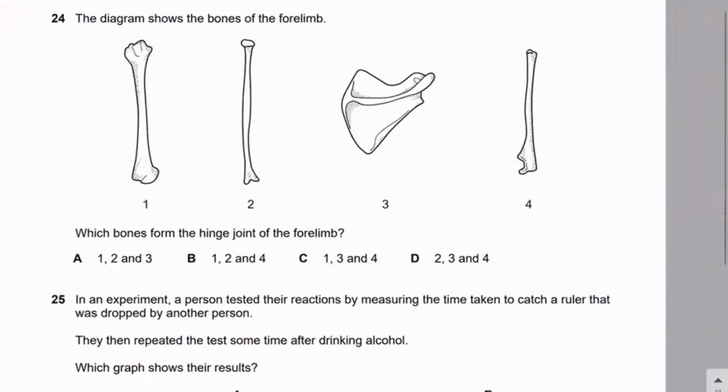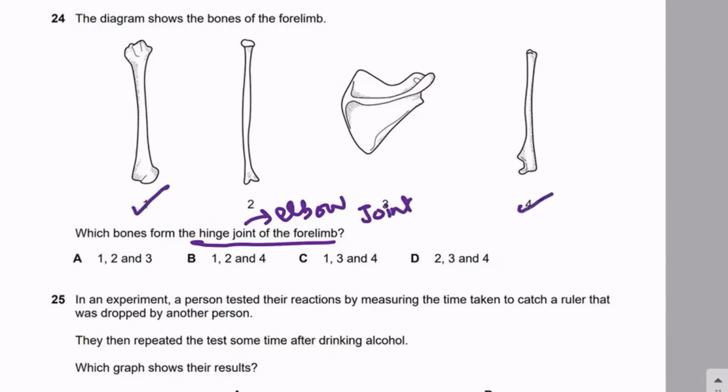Which bones form the hinge joint at the forelimb? So guys, at the forelimb, which is the lower limb, the hinge joint that is formed is actually the elbow joint. And as you all know, the bones that form the elbow joint are humerus, number 1, ulna, number 4, and the radius, number 2. So the answer is 1, 2, and 4. Humerus, radius, and ulna make up the elbow joint, which is the hinge joint actually. The type of joint is the hinge joint, and the name of the joint is the elbow joint.